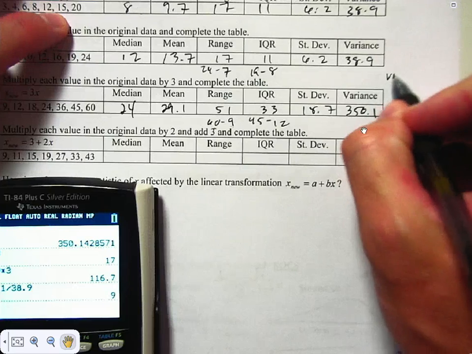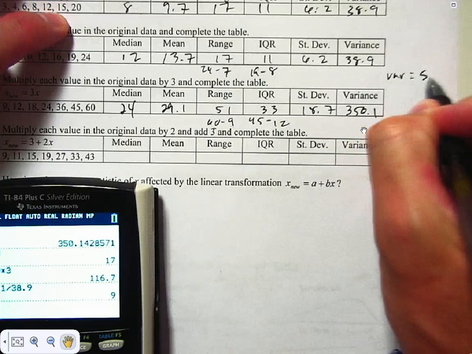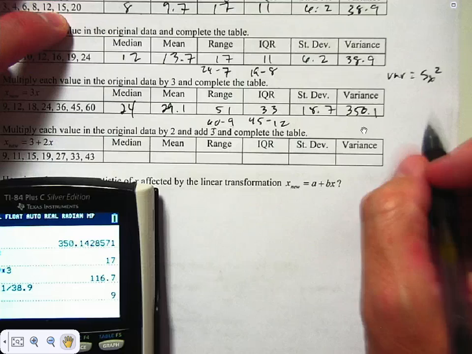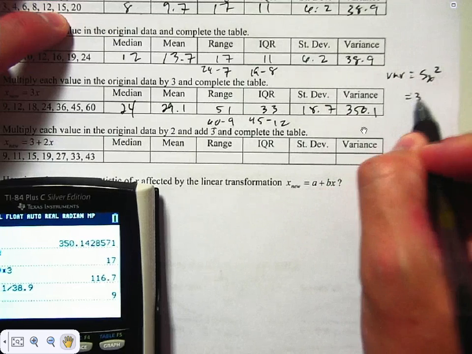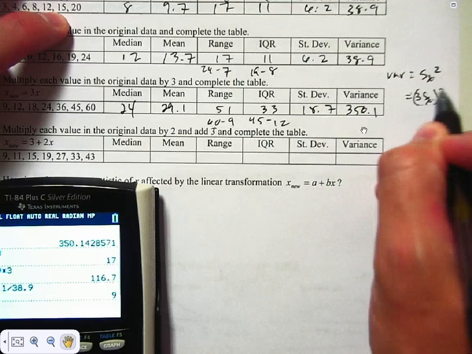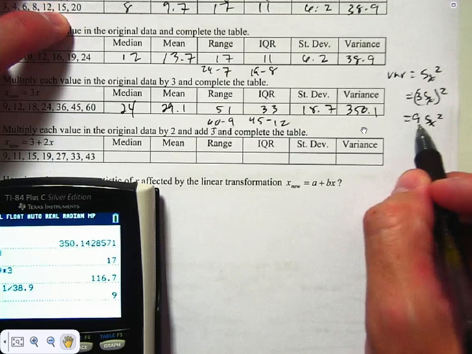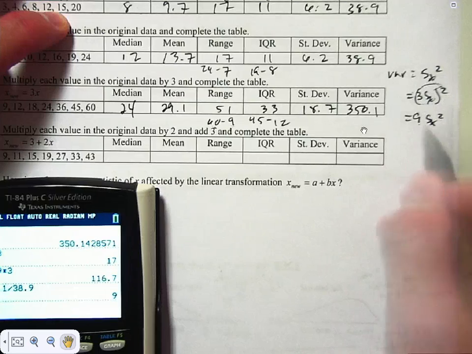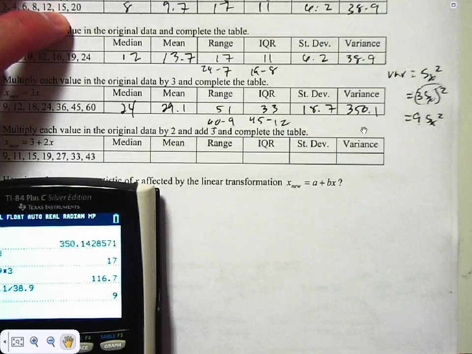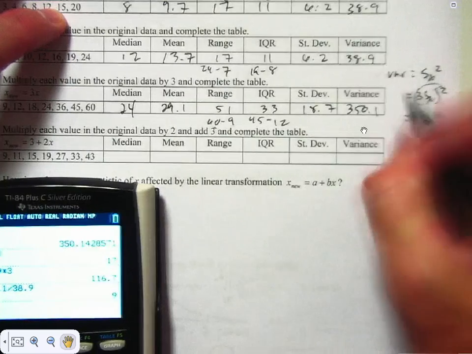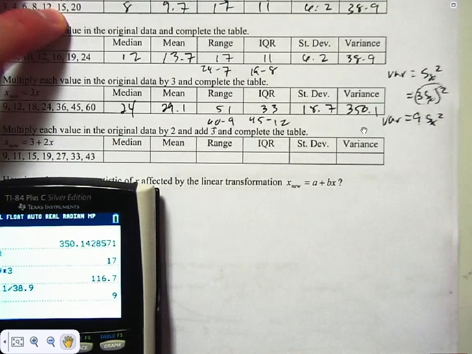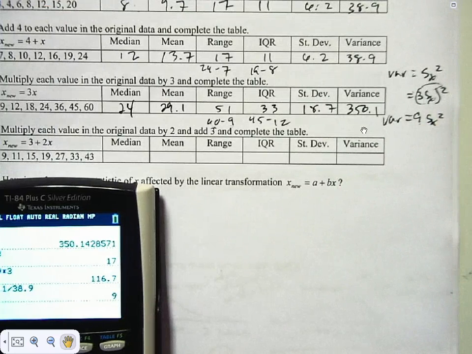Remember that variance is standard deviation squared. Well, if my standard deviation is going to increase by a factor of 3, then my variance is going to end up increasing by a factor of 9. 3 squared and s sub x squared will give me my new variance. So variance goes up by the square of the constant that I'm multiplying by.